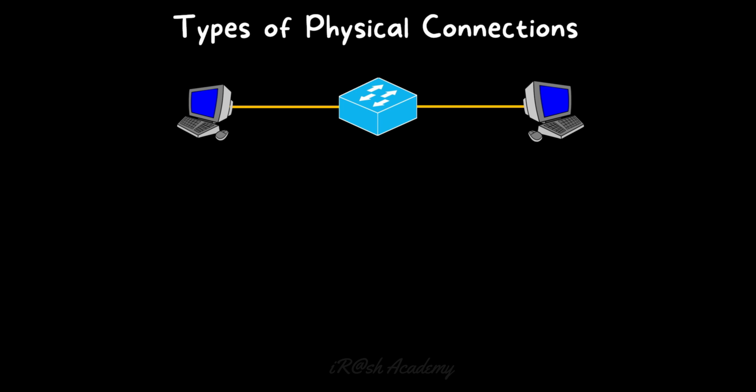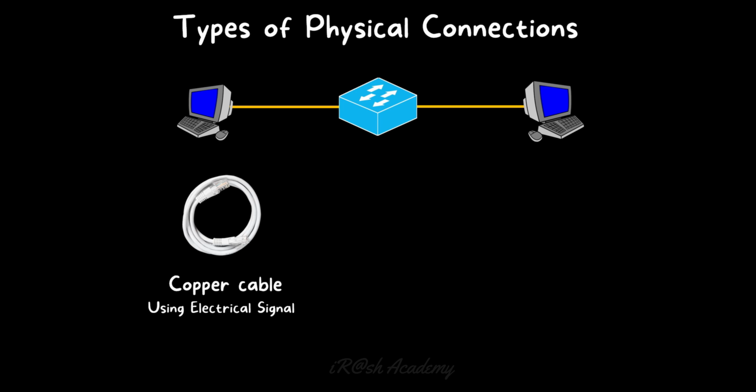It is working as a centralized connection center. This is a physical connection. So here, how are we going to create a connection between the network devices? What kind of components can we use?